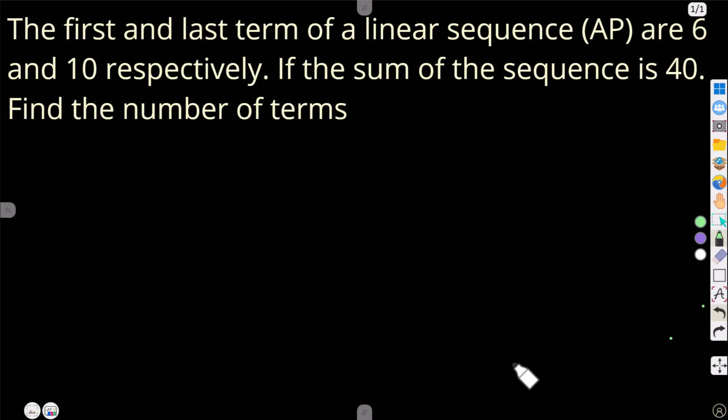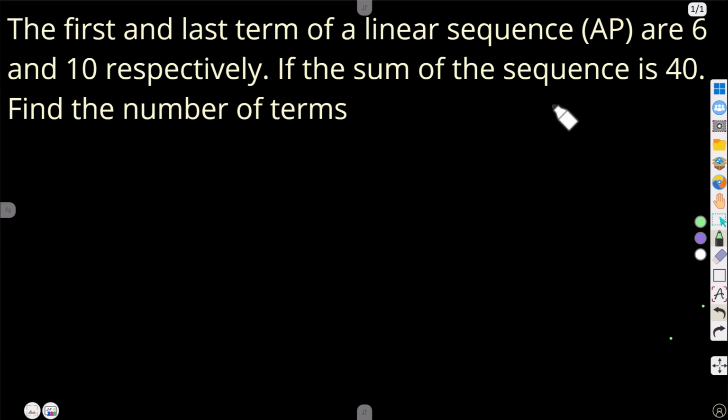We got this question. The first and the last term of a linear sequence is given by 6 and 10 respectively. If the sum of the sequence is 40, find the number of terms. Now, if you have to solve this, you know that what you really want to get is the number of terms. And again, you notice that there's a part of it that says the sum of the sequence is 40. So that gives you an idea what you needed to know.